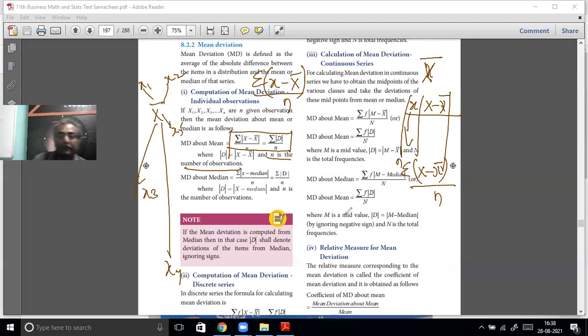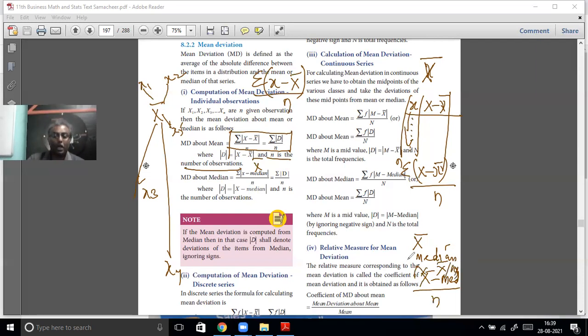But for the median, these values have to be arranged in ascending order. Arrange them in ascending order, and then x minus median for each. Instead of x minus x bar, x minus median for each, and divided by n, same formula. Only where you are finding x bar, instead of that, find the median. And x minus median you do, instead of x minus x bar. And both you divide by n.